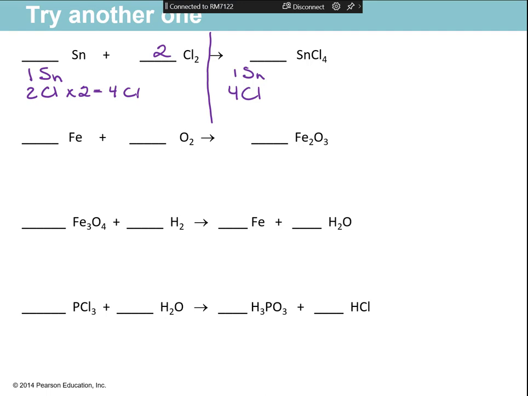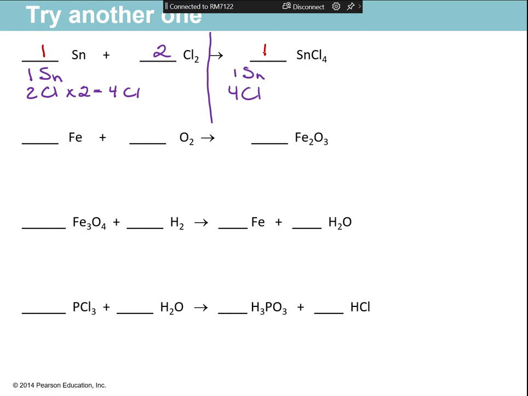I can't change the formula. The formula, the way the equation is written, is the way the equation is written. But I can add those coefficients, the numbers on the line in front, to change the total number of tin and chlorine so that it's balanced. So do I have to change anything else? Nope. Okay. One tin, four chlorine.